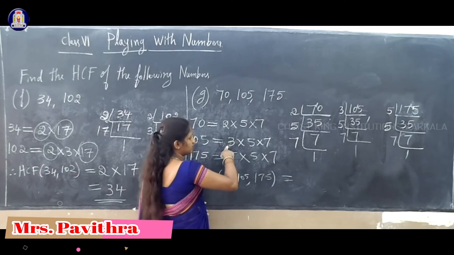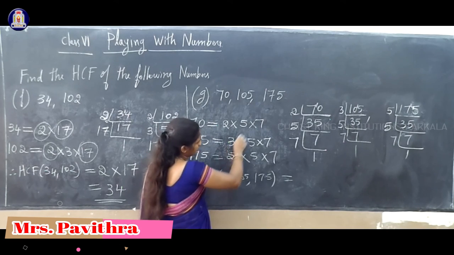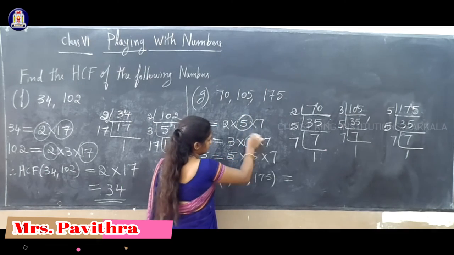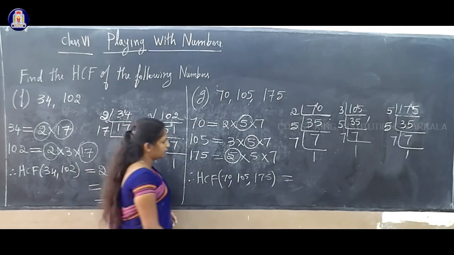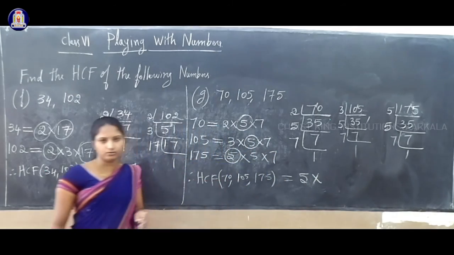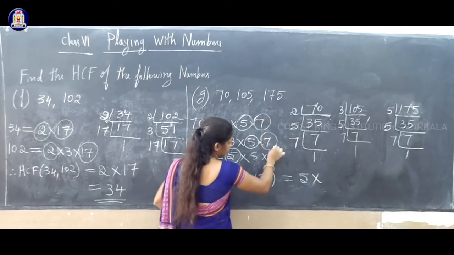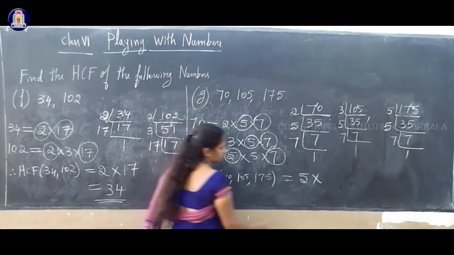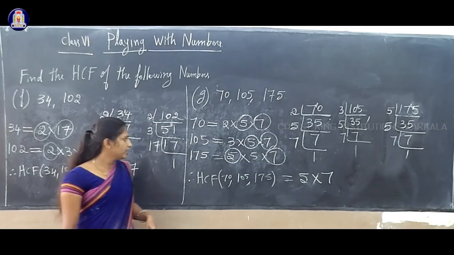2 is there in this, but 2 is not there here, so 2 is not common. I think 5 is common, correct? Here also 5, and here also we can see 5. So 5 is a common factor, right? The next number is 7. Is it correct? Yes, 7 here also. So 7 is a common factor of 70, 105, 175.